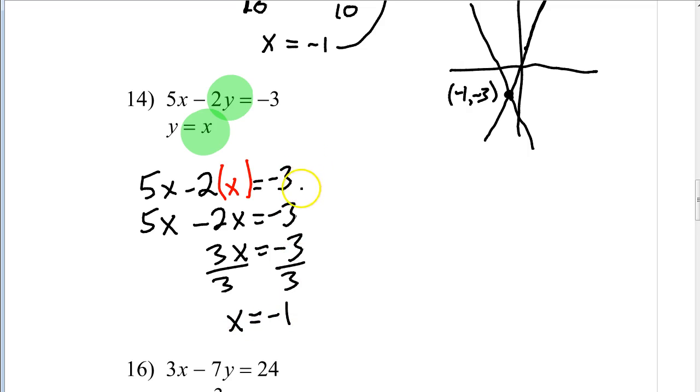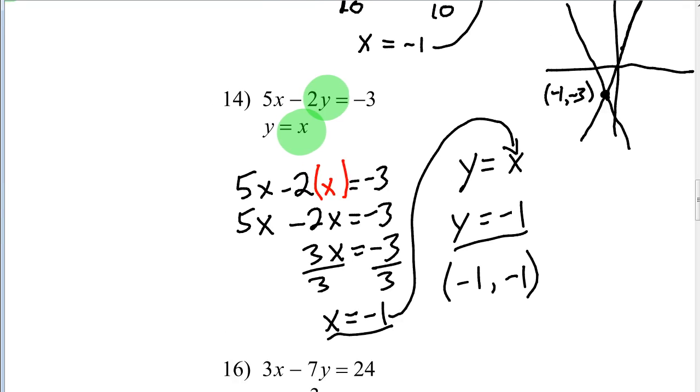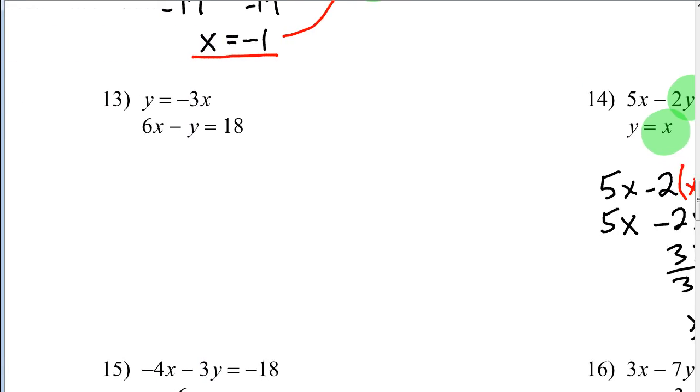That's okay. So we get negative 1, and we can plug it back in, y equals x. There we go. Plug it in there. We don't have to multiply or anything this time. Y equals negative 1 also. So our answer is negative 1 for x, and for y, it's also negative 1. Not too bad, right? We just rounded out by doing 13 as well.